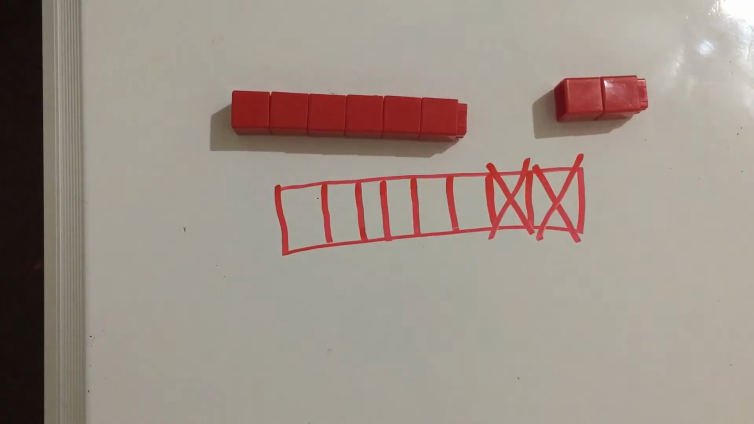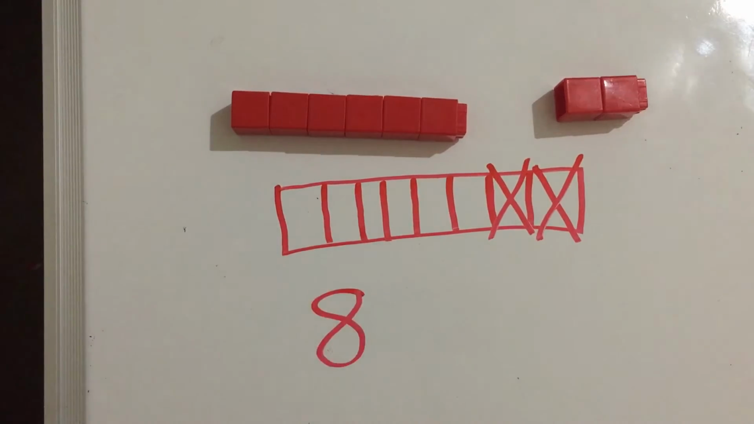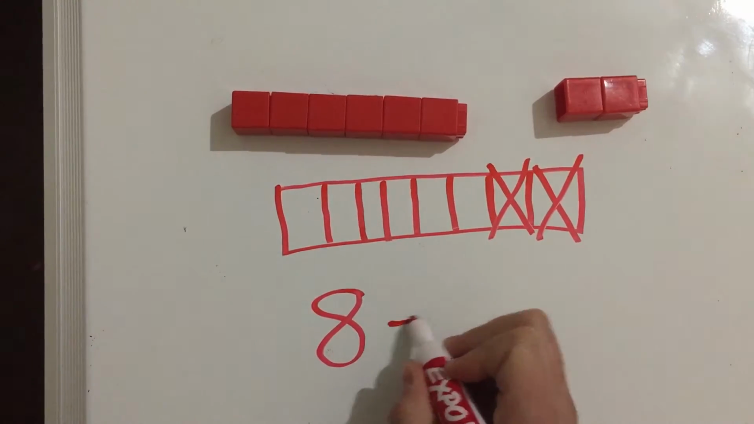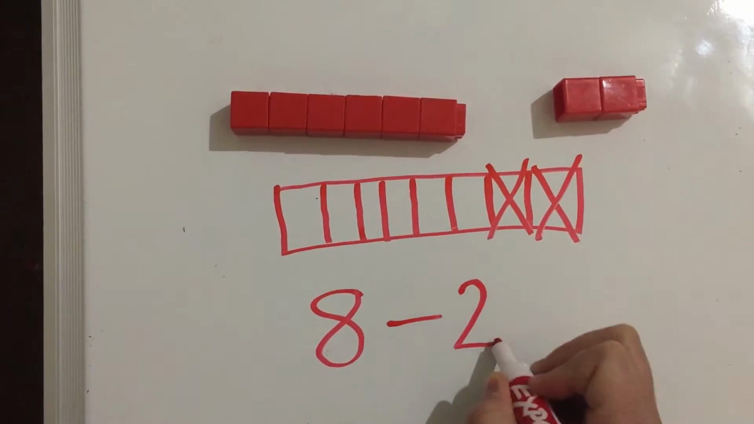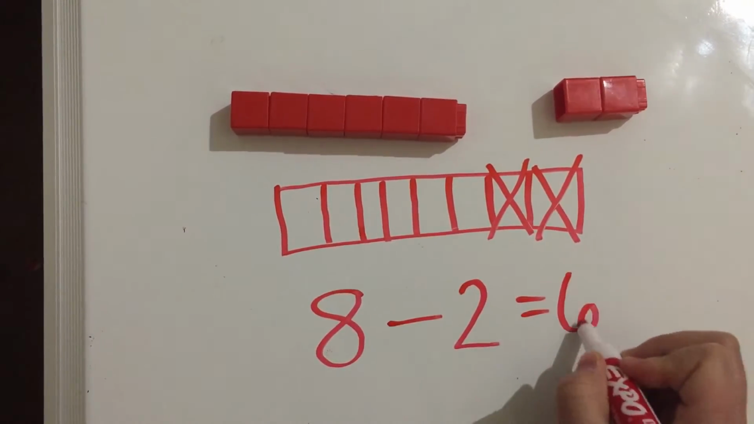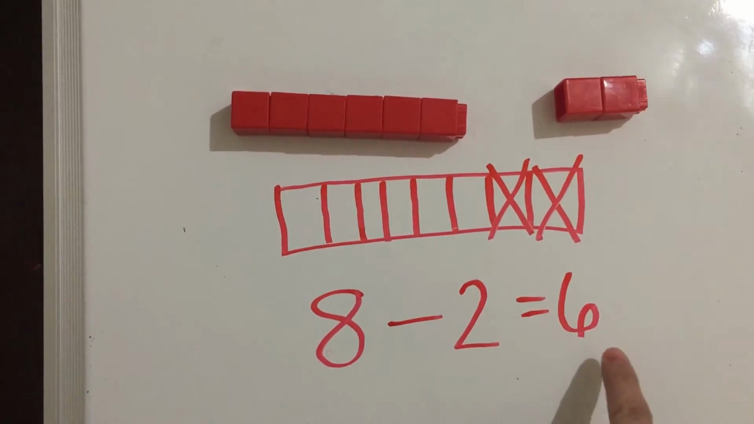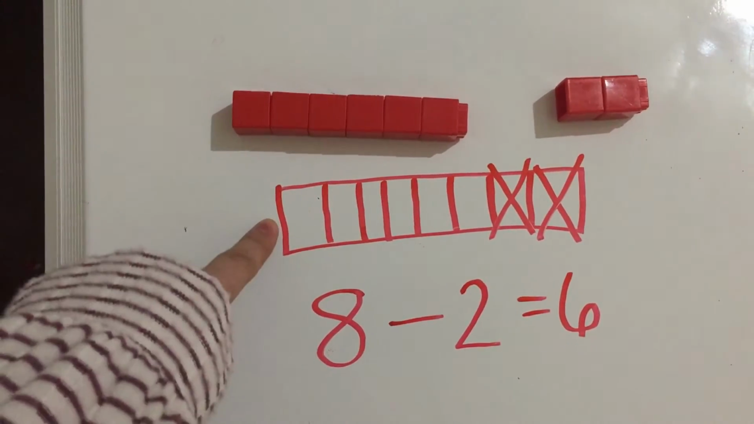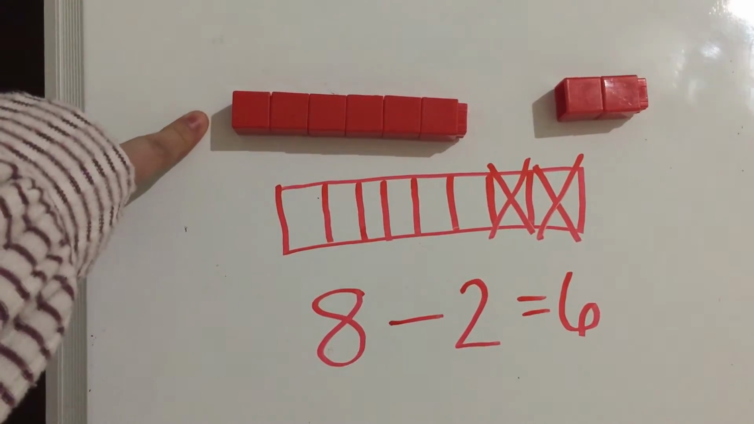Now let's write our number sentence using our minus sign and our equal sign. We start with 8. 8 represents how many cubes we started with. Minus means we're taking away. We took away 2. Equal is going to tell us how many we have left. We have 6. 8 minus 2 equals 6. My number sentence matches my cube stick that I drew and crossed out, and both of these match my story that I told about my cubes.